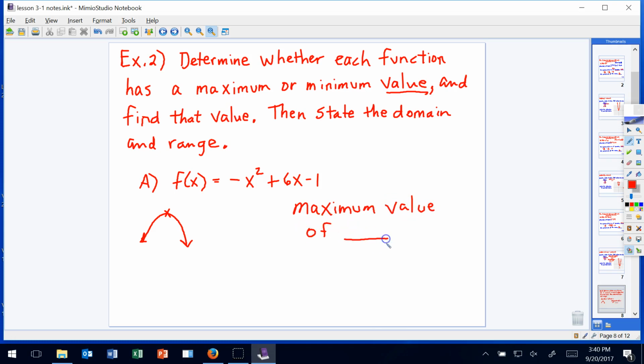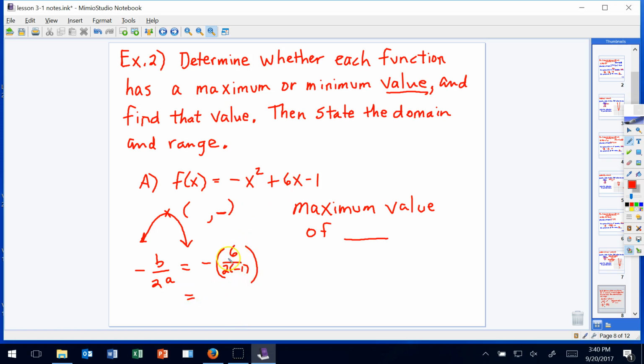Now, what is that value? Well, that value is going to be the y-coordinate of this vertex. So whatever you find that vertex to be, the y of that ordered pair will be considered the maximum value. So think back, how do we find the vertex? Well, we first found the AOS. So opposite of b over 2a. That means in this case that's going to be the opposite of 6 over 2 times -1.